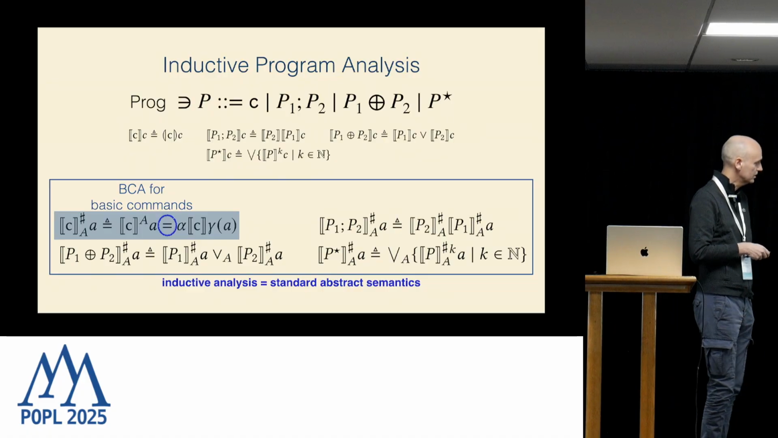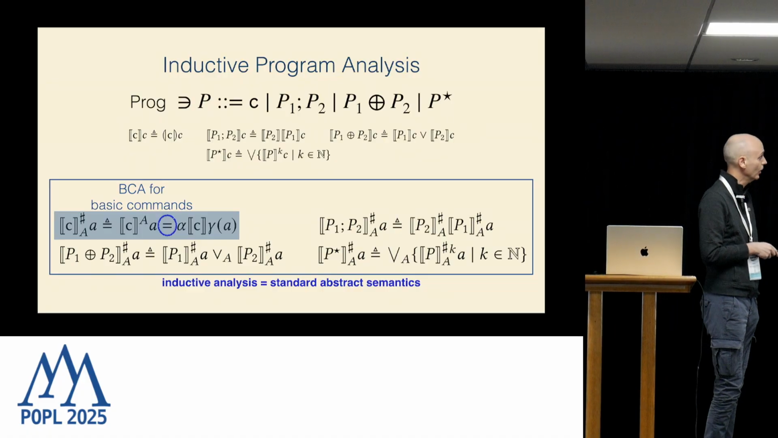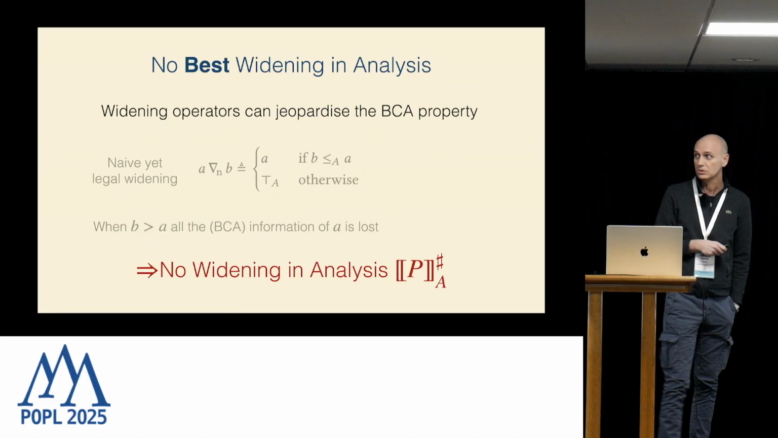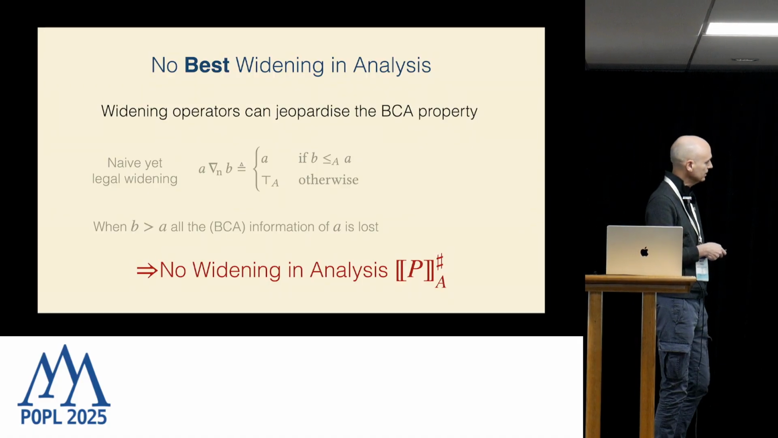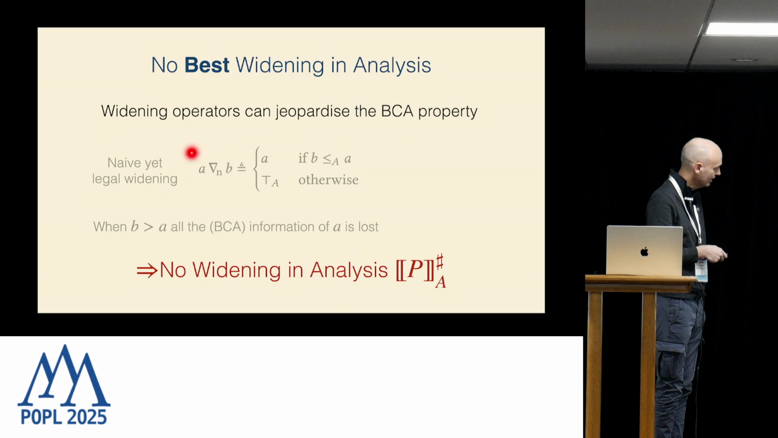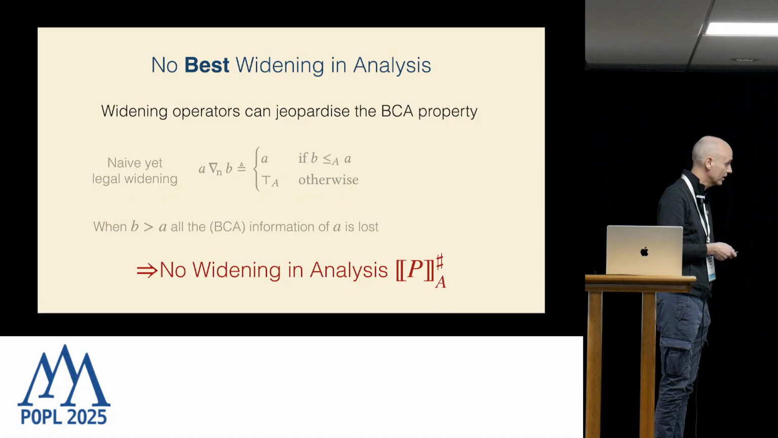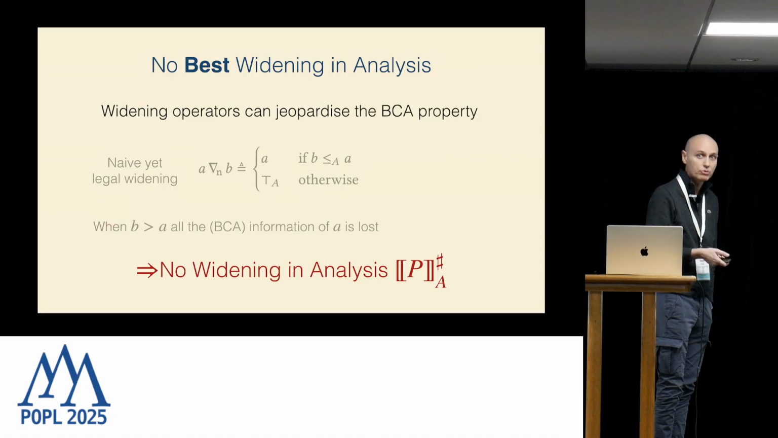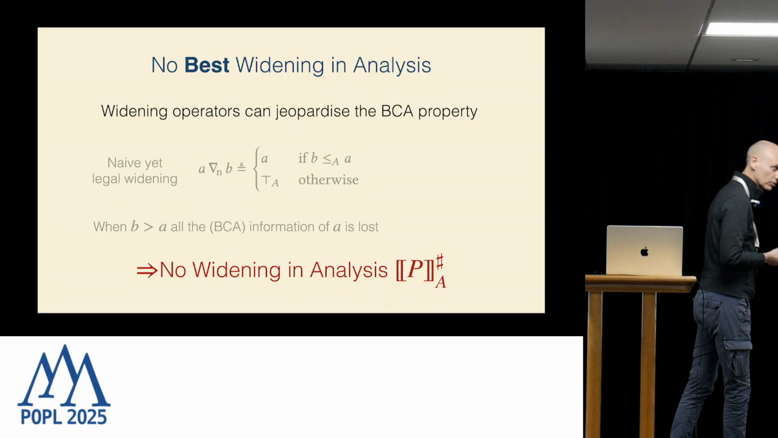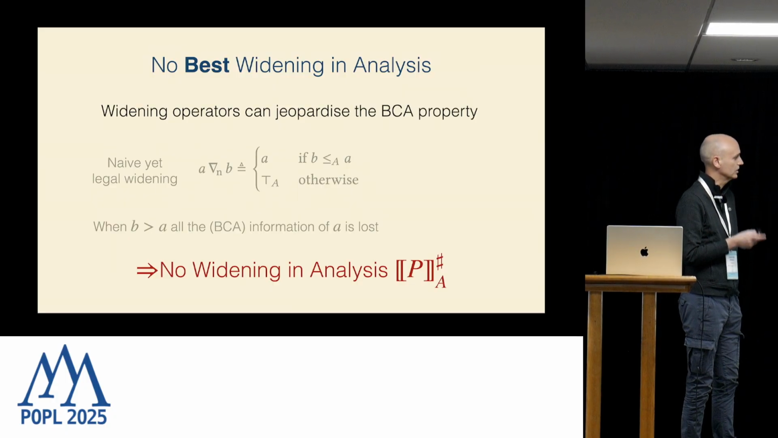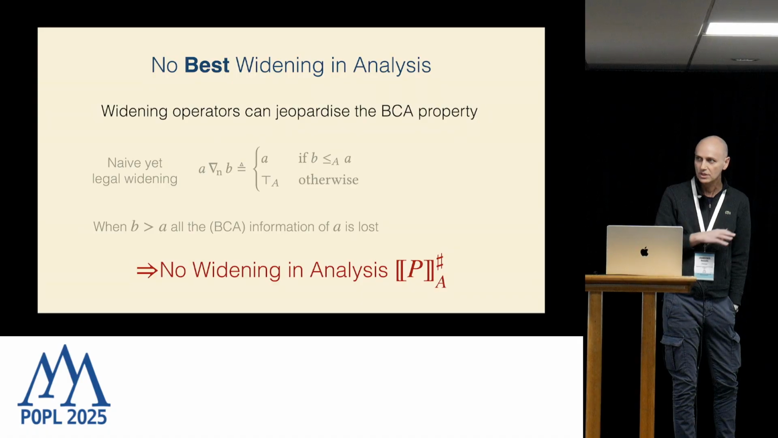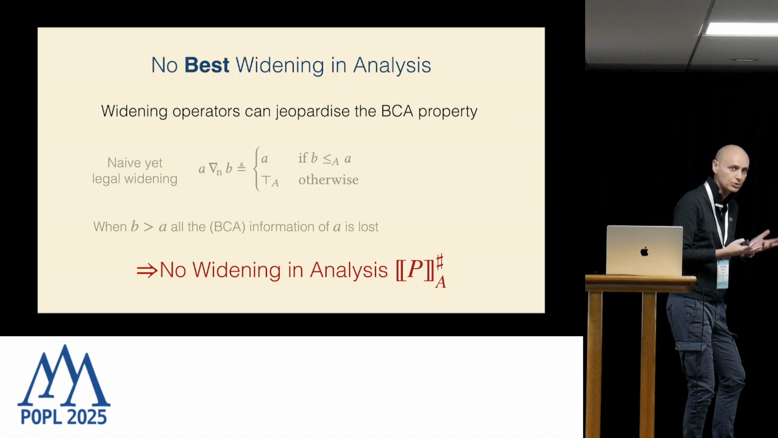Yes, so you see in this definition there is no widening because the widening cannot be taken into account because there is no notion of best widening. And yes, here in the background you see a very simple example of a naive widening where you preserve no information at all. And so, yes, widening, of course, jeopardizes the property of being the best, and so it's not considered here. But it's not a limitation, it's a feature of considering the best.